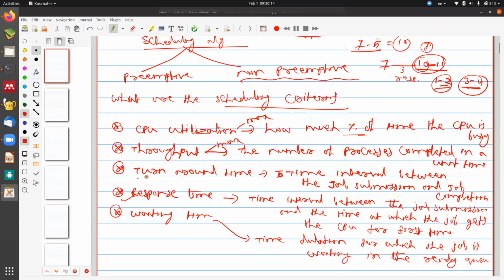Now you guess, should turnaround time be max or min for a better algorithm? Should the turnaround time be more, then your algorithm is better, or less, it will be better? Anybody? Less. It should be less, minimum. Then response time, should it be more or less for better? Less. Yes, waiting time also you have to keep less. So these three have to be less and these two have to be more, then only my algorithm is better. Yes, ask now the question.